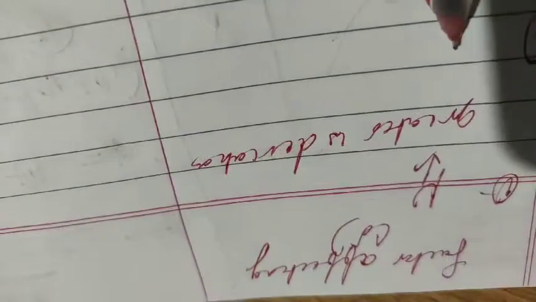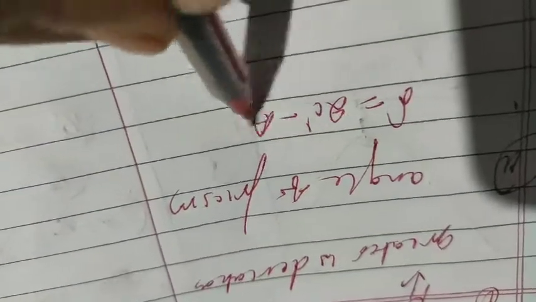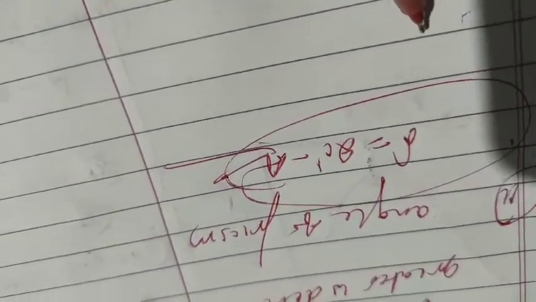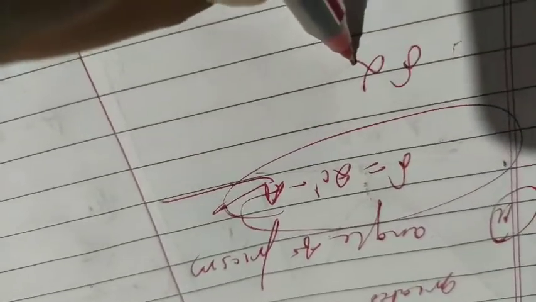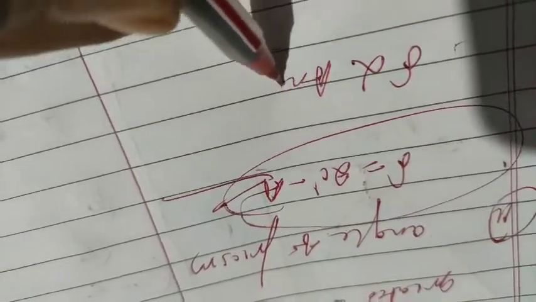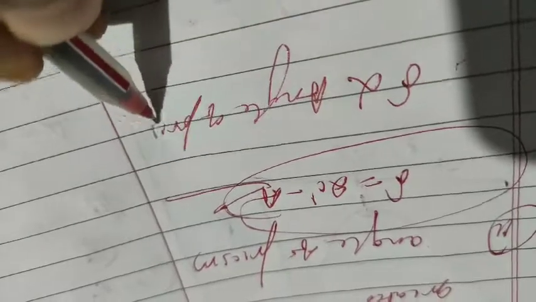Okay, and second is, student, how deviation depends upon angle of prism. It's very simple. In the formula delta equals 2i minus A, you have the angle of prism. So you will write that deviation is directly proportional to angle of prism, meaning if you increase the angle of prism, deviation will increase.